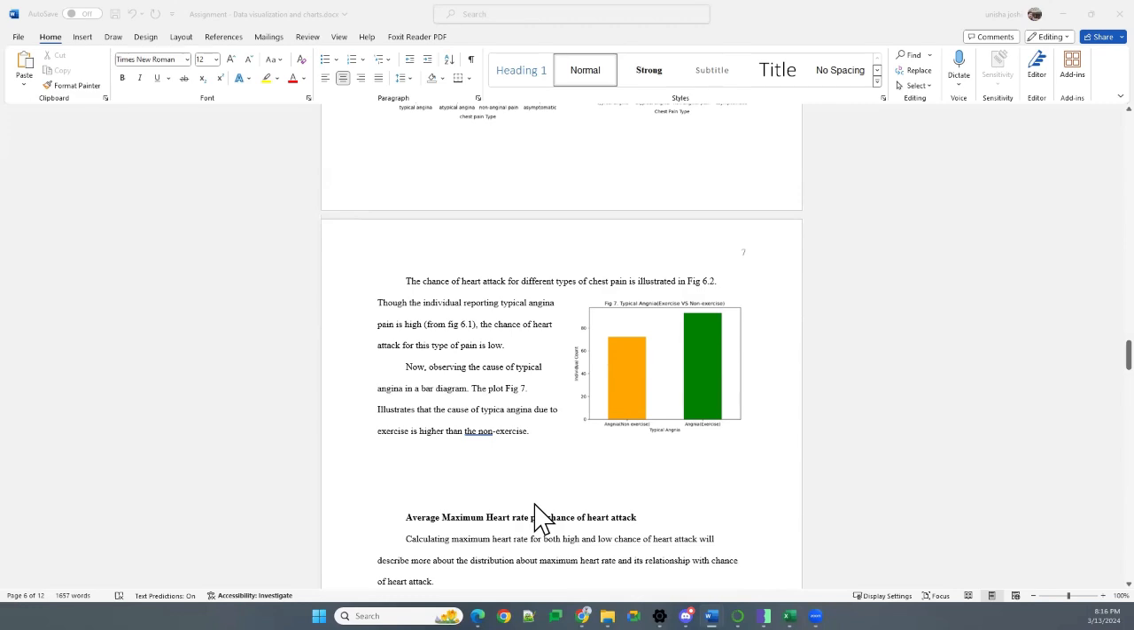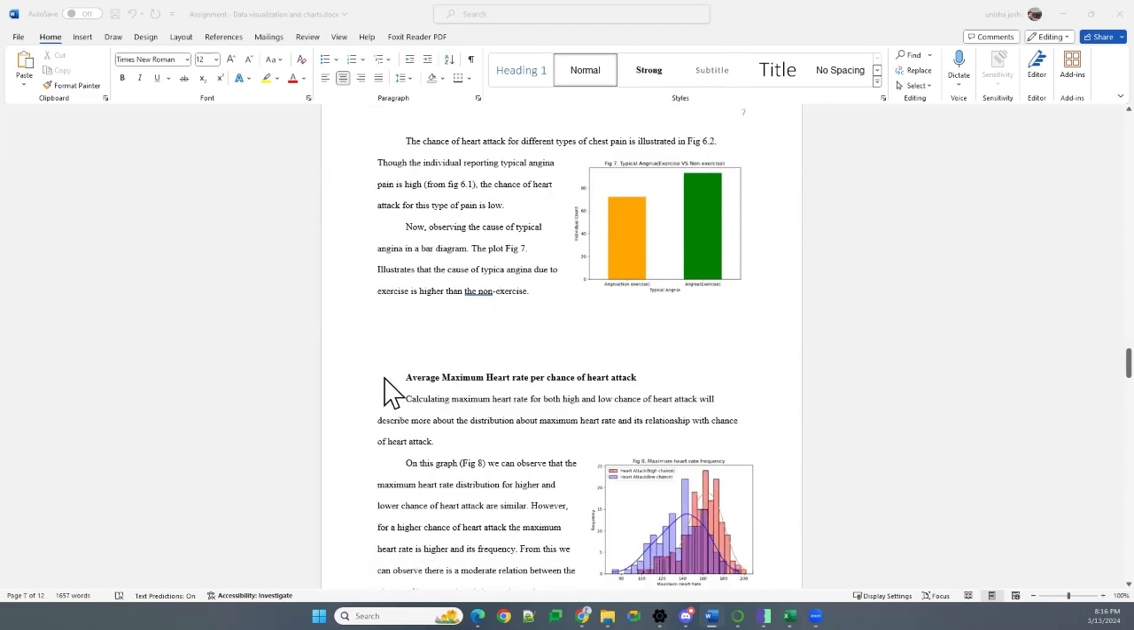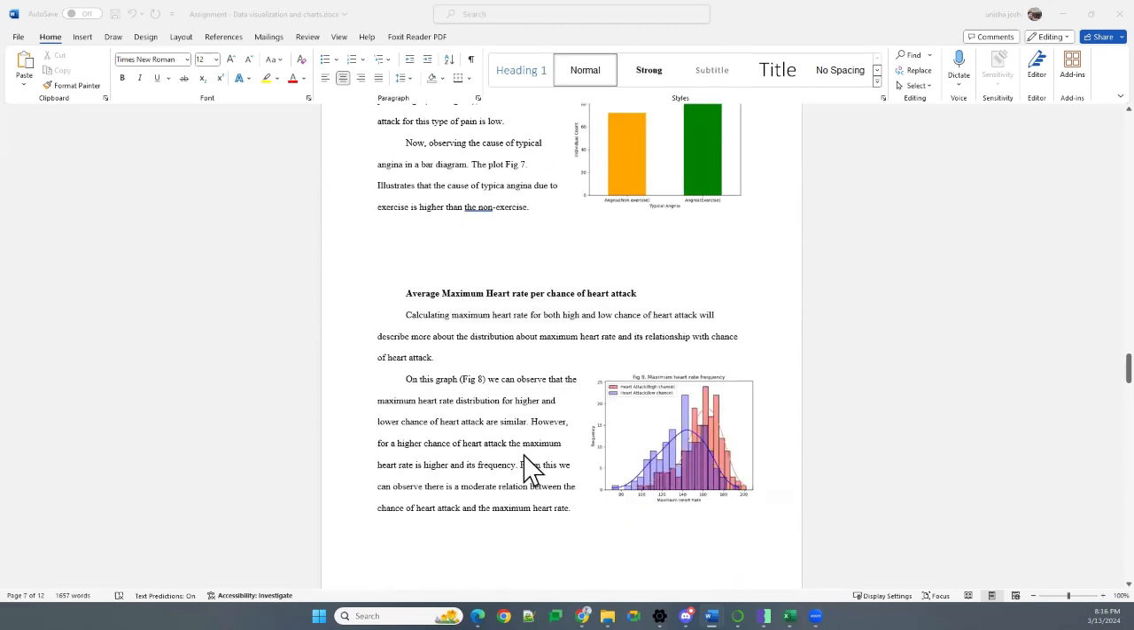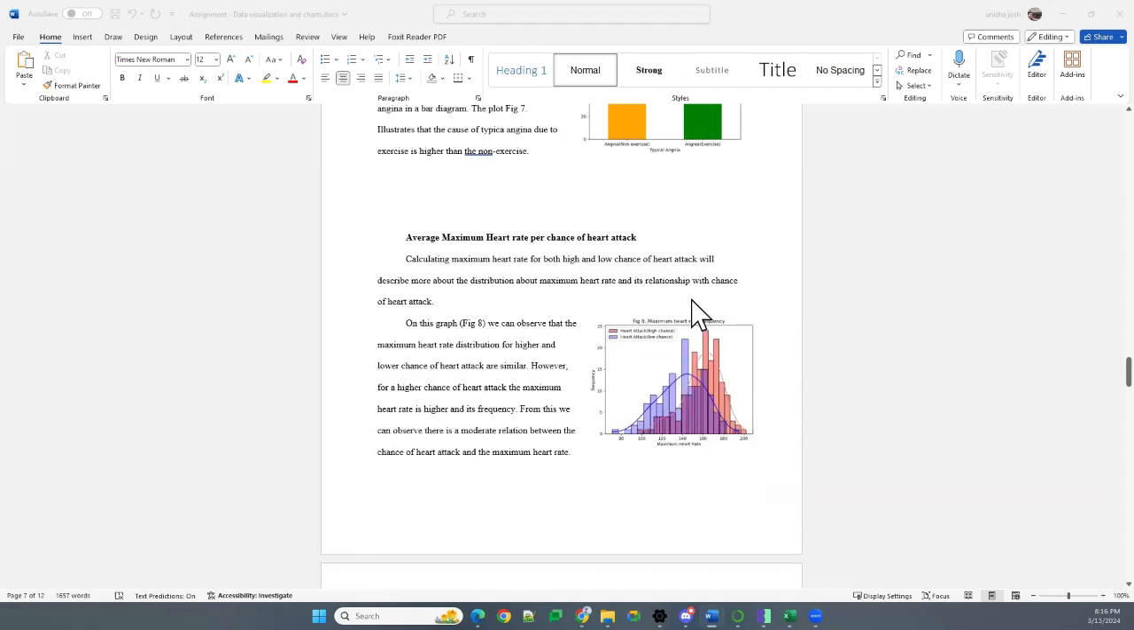So now let's see the average maximum heart rate in relation to the chance of heart attack. If we observe this graph of heart attack having high chance and low chance with the maximum heart rate, both of them have a normal distribution shape. The maximum heart rate for the higher heart attack chance is higher, and the frequency is also higher.